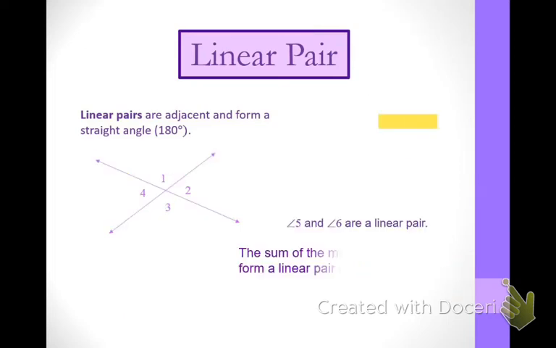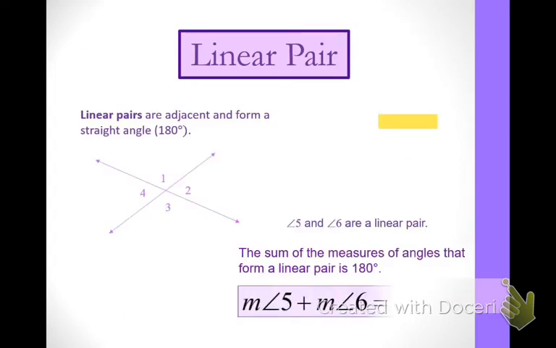So in this picture, this is a classic linear pair, angle 5 and angle 6. Okay, so if I asked you to circle all that apply, angle 5 and angle 6, they are adjacent. They are supplementary, so that means they add up to 180. They form a straight angle, which means they are also a linear pair. They are all three things.